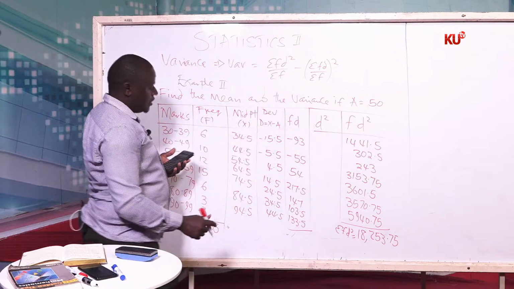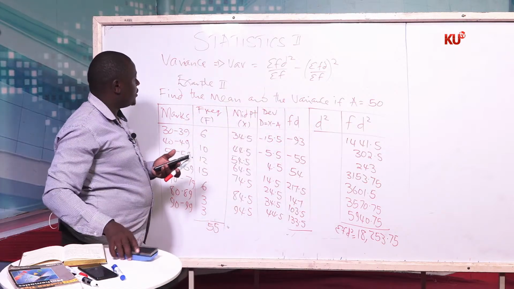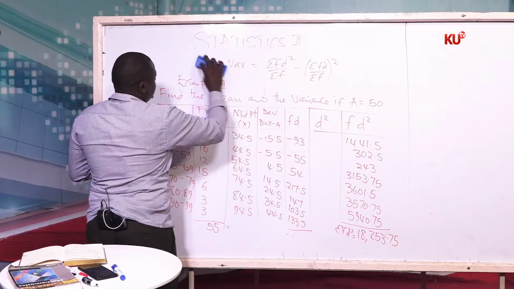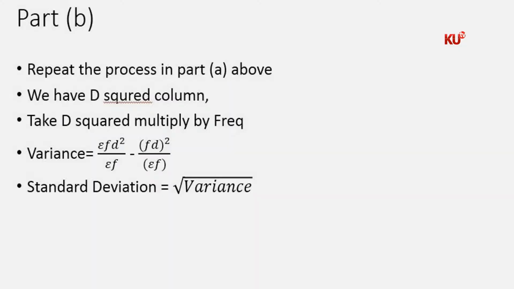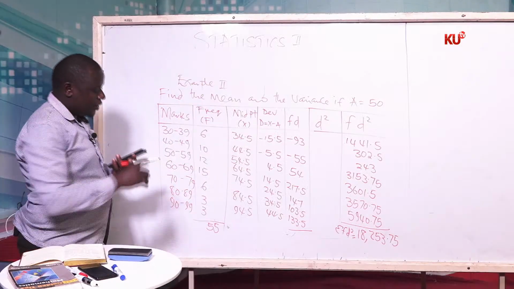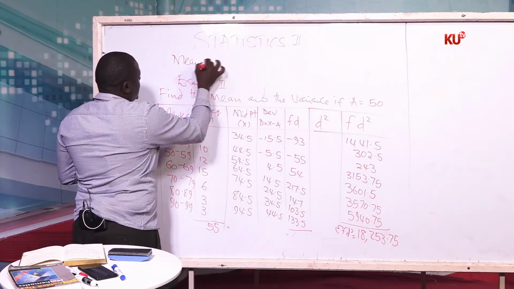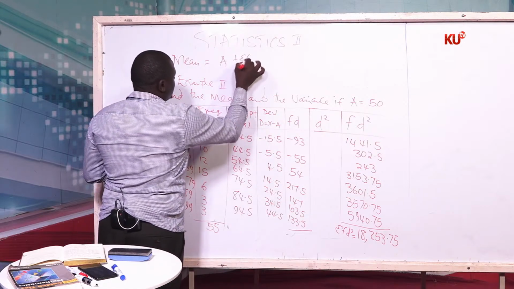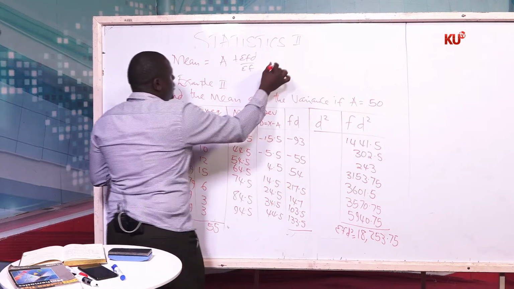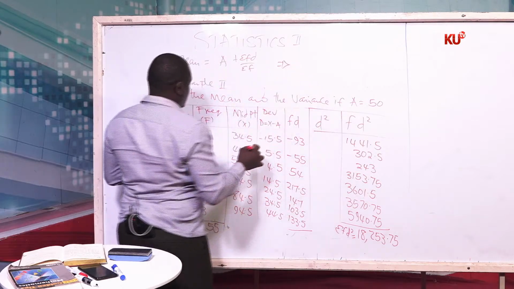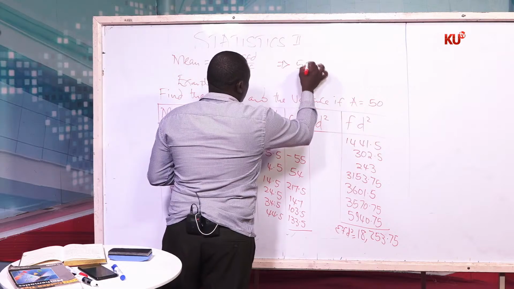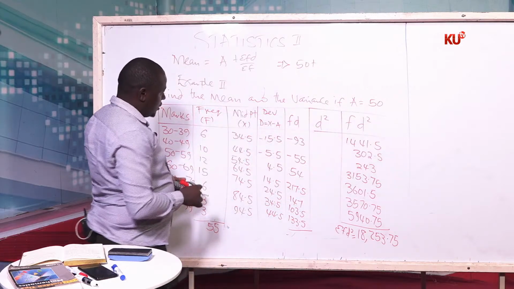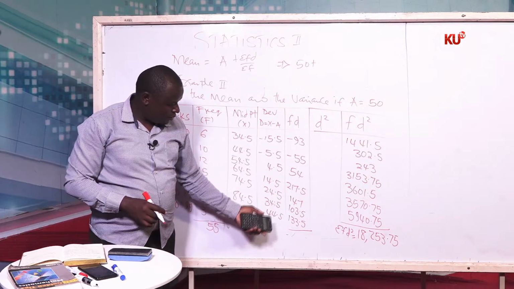We are going to replace them here as follows. Let's do that. Because of space, I'll need to rub that. So variance is given here by, no, we want to first of all get the mean. Mean is given by assumed mean plus summation of FD over summation F. This implies A, which was 50, plus summation of FD. We needed this sum. I hope you can add them.